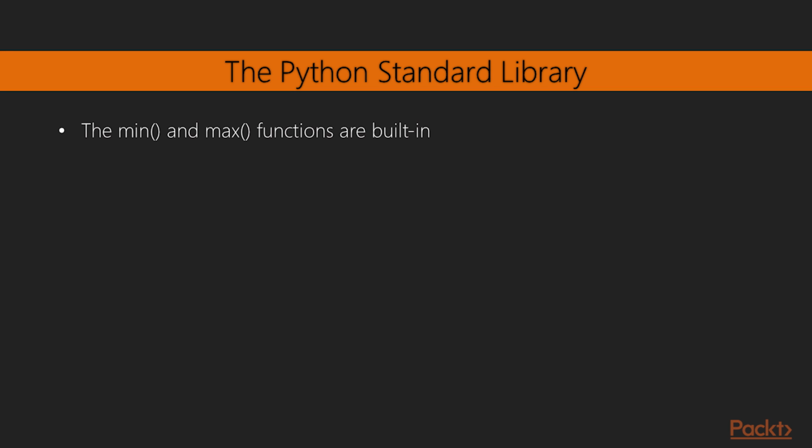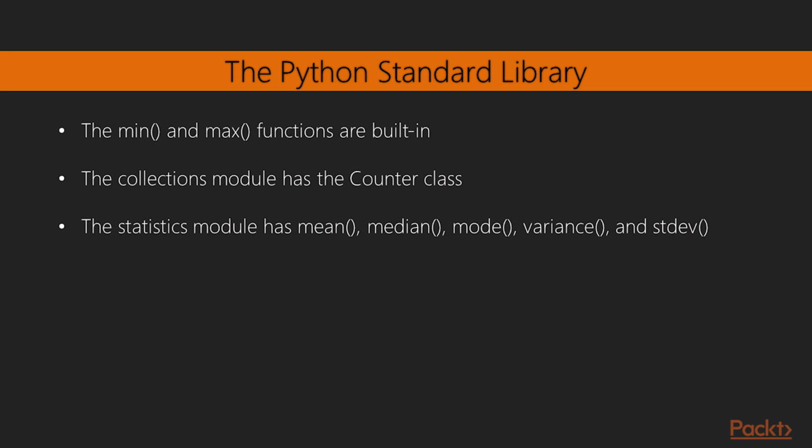These functions are generally first-class parts of the Python standard library. We've looked in three places for useful functions. The min and max functions are built in. The collections module has the Counter class, which can create a frequency histogram. We can get the mode from this. The statistics module has mean, median, mode, variance, and stdev, which provide a variety of statistical measures.